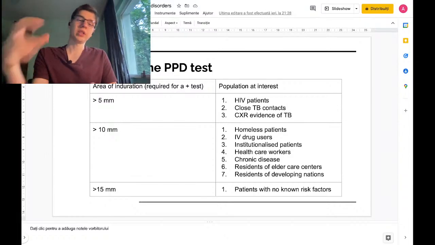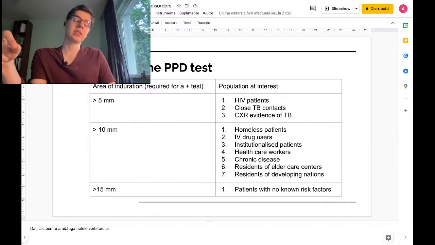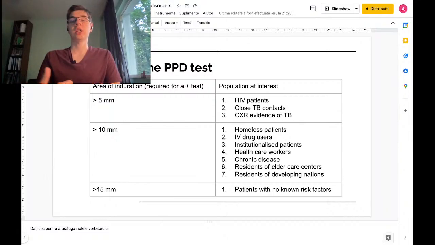An area of induration of greater than 10 millimeters is required for a positive test in homeless patients, in IV drug users, institutionalized patients such as those in penitentiaries, healthcare workers, patients with chronic disease. You will see patients that have either diabetes with renal disease or directly chronic kidney disease, or even cirrhosis. Also, you will have residents of elder care centers and residents of developing nations. For example, in the question stem, you will have a patient that comes from the Soviet Union or from Africa.